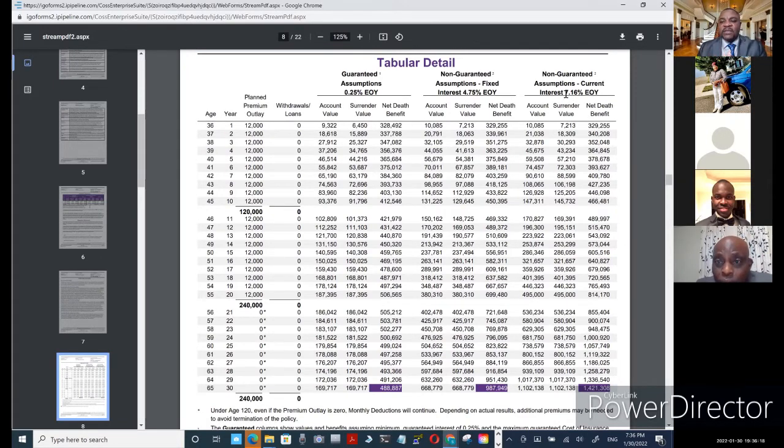So if this index moves up by 8%, then you get credited 8% times 1.45, which will give you way more money than those that are trading the actual market with this index.